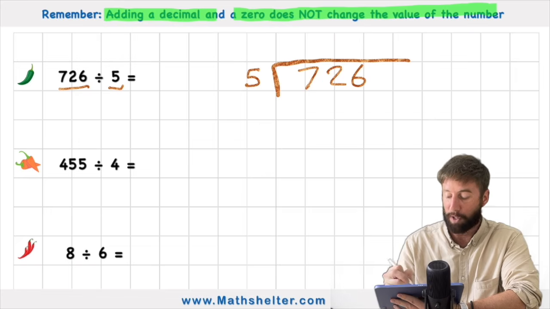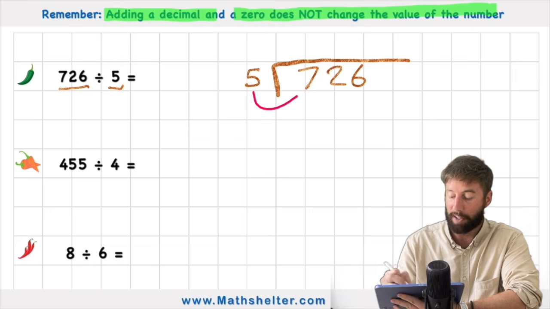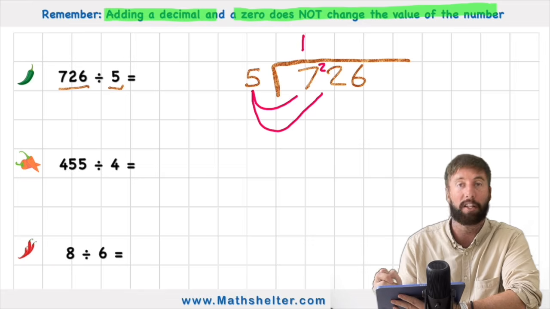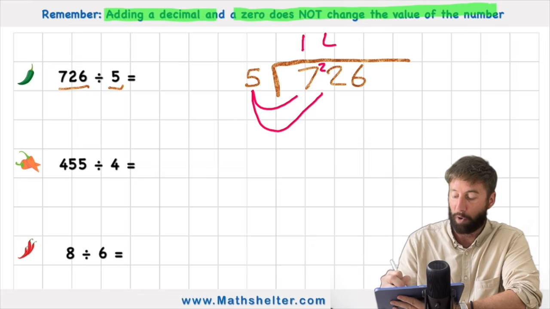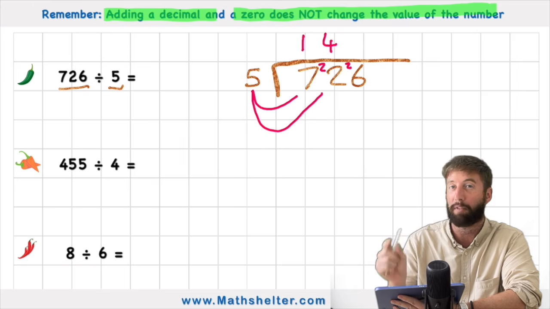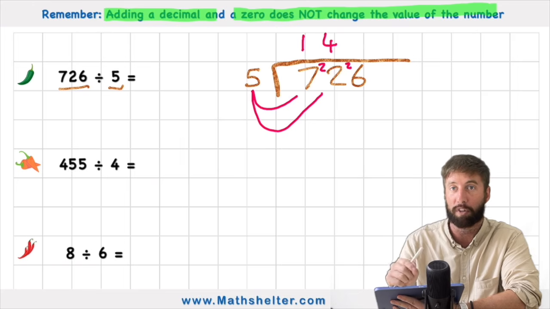Now my first step is just to go, how many 5s are there in 7? Well, I have 1 with 2 left over. So my next question is how many 5s in 22? And I have 4 with 2 left over. And I'm rushing through this little part here. If you don't really understand how to do short division, then go and look at the proper video that covers everything you need to know about short division. Today we're specifically looking at the remainder part.